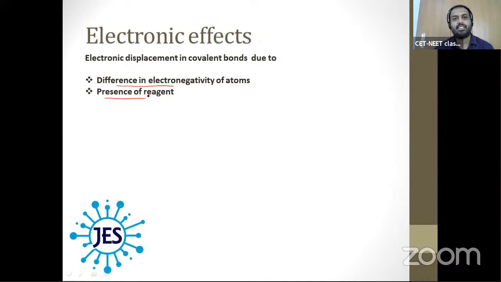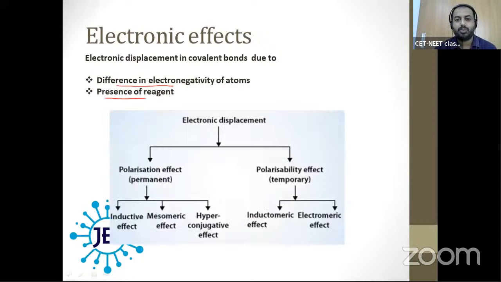Okay. So due to both reasons, you can have electronic effects. Now, electronic effects are of the following types, one by one. Let me show it to you.